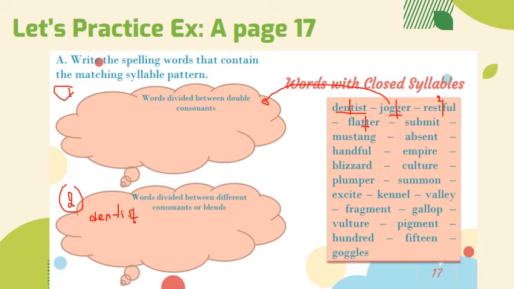Number 1. Submit. If you notice, we have B and M, different consonants, they do not even make a blend. So I have to put it in the second cloud. And so on. I'm going to leave the rest of the words for you to solve. And don't worry, we're going to solve the exercises together during the live session.